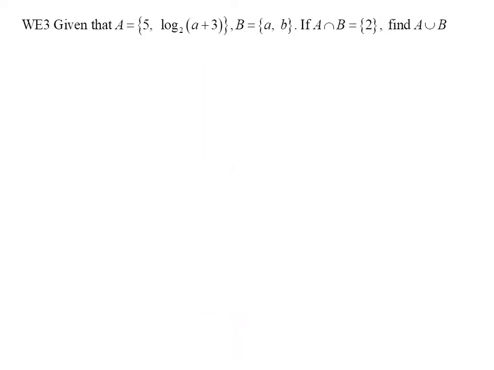There are two sets A and B given in example 3. Each of them has two members and the 2 is their common member. The question is to ask the union of sets A and B.